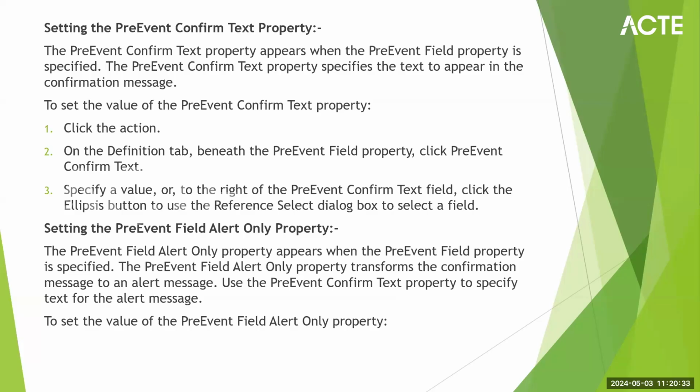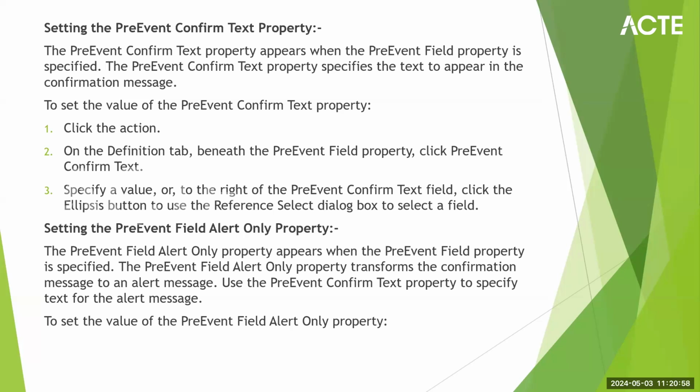Setting the pre-event field alert only property. Alert means a triggering or warning kind of message or a pop-up. The pre-event field alert only property appears only when the pre-event field property is specified. It transforms the confirmation message into an alert message.